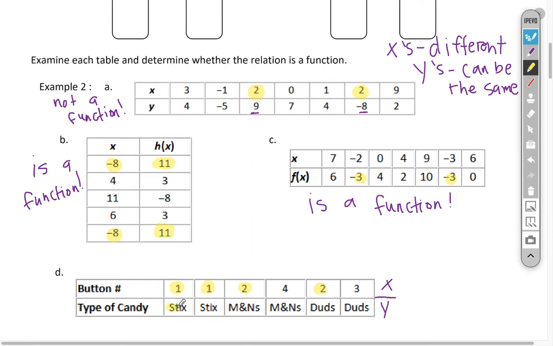Well, on these 1s, we have sticks. Okay, well, in this case, she's not cheating, right? This is the same. So the plot on the graph would be the same. But if we're looking at 2, we've got M&Ns. I don't know if that's a typo, if we can't use the real word here, or duds. Okay? Well, these are different, right? So she is dating 2 different guys. These are not the same.